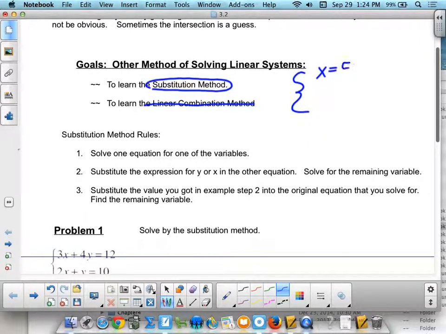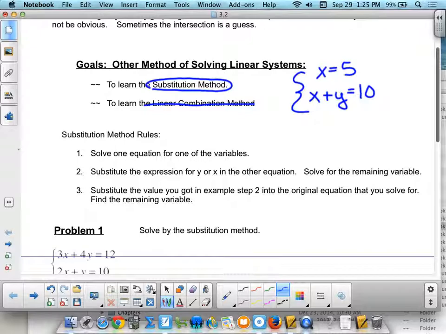Here's an equation. X equals 5, that's the equation. And here's another equation. X plus y equals 10. Now, if I graphed one equation and the other equation, I get a line, and eventually they would intersect. Now, this method is called the substitution method. Without me reading all the directions, what do you think I'm going to do?